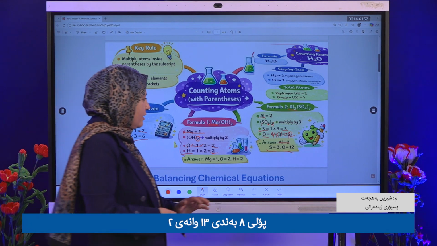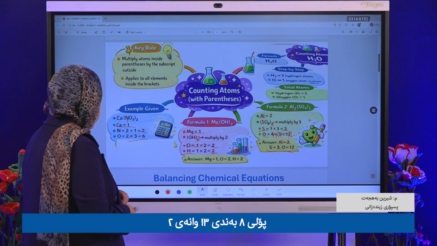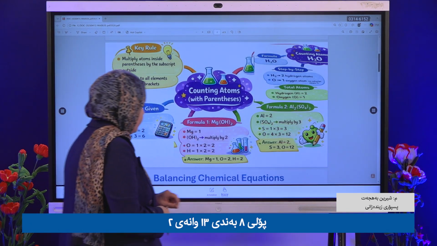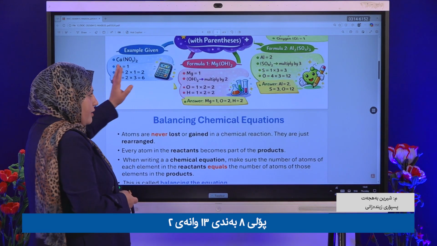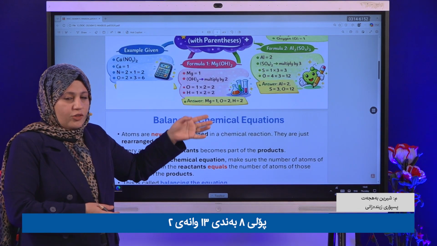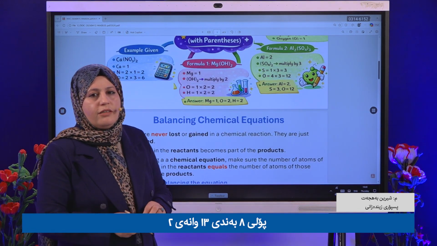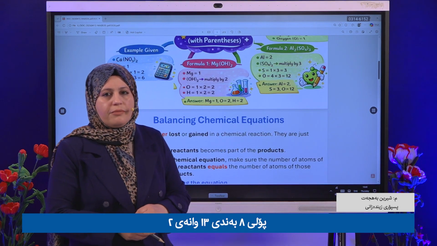Get it? Is it clear? Have you understood? Inshallah, it is clear for you. Yes, it's very important. Focus on it. Try to solve it by yourself. Okay? Different example.